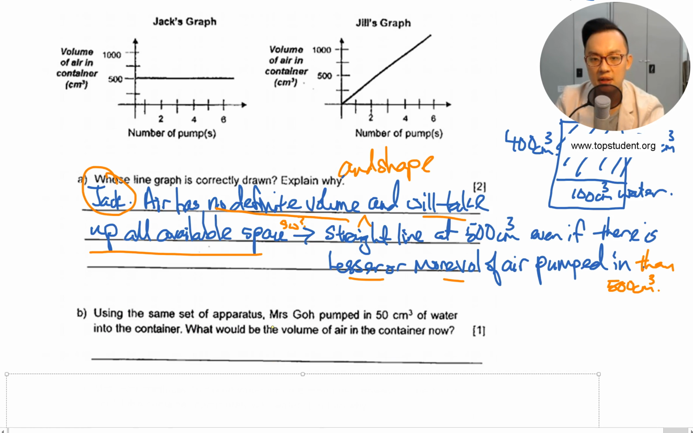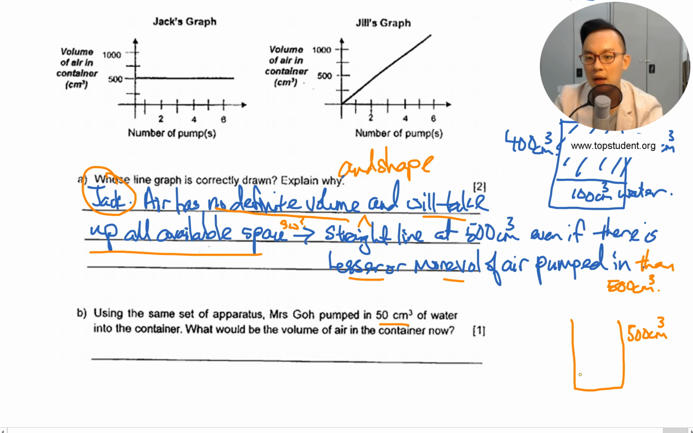Using the same set of apparatus, Mrs. Goh pumped in 50 cubic centimeters of water into the container. What is the volume of air now? Initially it was 500 cubic centimeters. Now there is 50 cubic centimeters of water. Like I said, air will take up all available space that it has. So this is the available space that it has, which is 500 minus 50, which is 450 cubic centimeters.